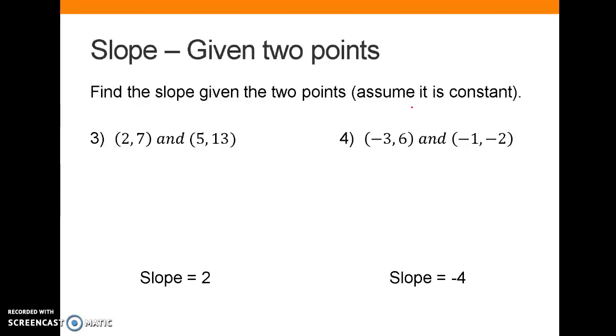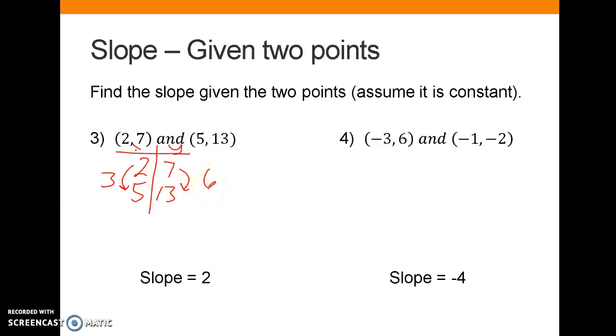So let's move on to something like this. Here they're just given an x and a y. Instead of putting it in a table, we could have put it in a table. We could have said here's x and here's y. So when x is 2, y is 7, but then when x is 5, y is 13. And it looks like when x went up by 3, y went up by 6.